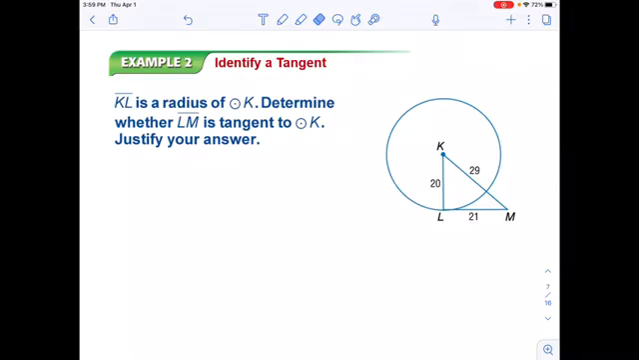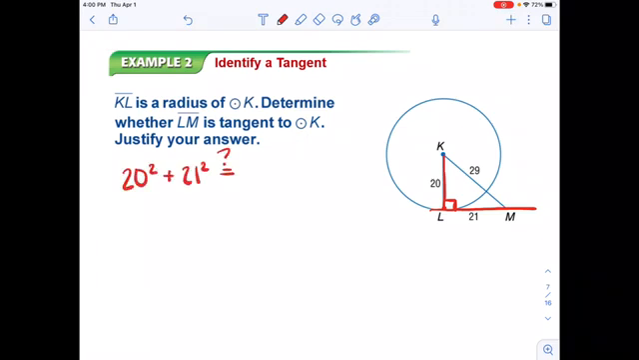KL is a radius to circle K. Determine whether LM is tangent to circle K. So we're deciding, is this a tangent line? Now we are told we have a radius. It comes down and meets the tangent at the point of tangency. So what we are really going to check is if this is a 90-degree angle. And we can do that by using Pythagorean theorem. We take 20 squared plus 21 squared. That should, if it is a tangent line, equal 29 squared.